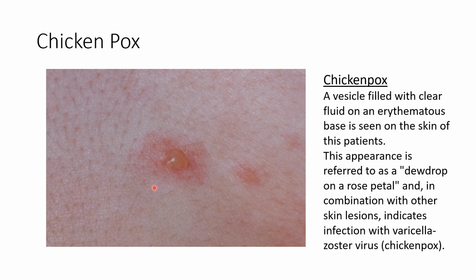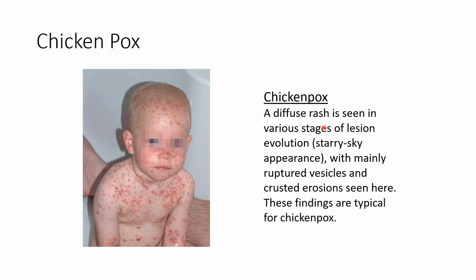Chickenpox: A vesicle filled with clear fluid on an erythematous base is seen on the skin of this patient. This appearance is referred to as a dewdrop on a rose petal, and in combination with other skin lesions indicates infection with varicella zoster virus, chickenpox. A diffuse rash is seen in various stages of lesion evolution, starry sky appearance, with mainly ruptured vesicles and crusted erosions seen here. These findings are typical for chickenpox.